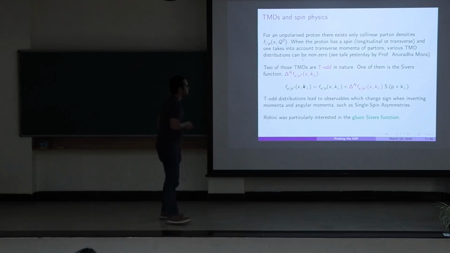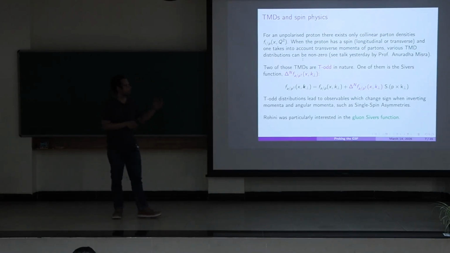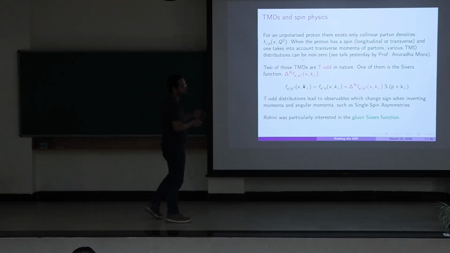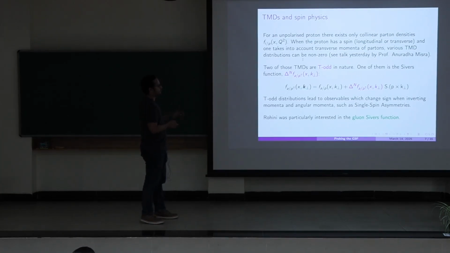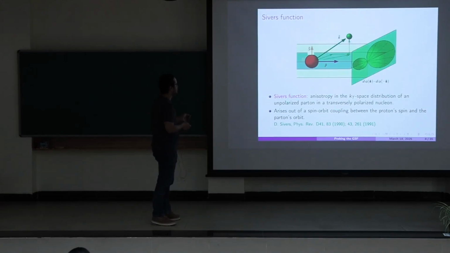Also, I think there was a slide in Professor Mishra's talk yesterday where she described various spin-dependent TMDs. So in the case of an unpolarized proton, you only have the collinear PDF describing the chance of finding an unpolarized parton inside an unpolarized proton. When the proton has a spin, it can be either longitudinal or transverse with respect to the beam. You can have various TMDs, like 6 or 7 TMDs, but one of these TMDs is T-odd in nature, and it gives rise to T-odd observables, which are called single spin asymmetries, and that's the Sivers function. And Rohini was particularly interested in the gluon Sivers function. So briefly, the Sivers function is a TMD.